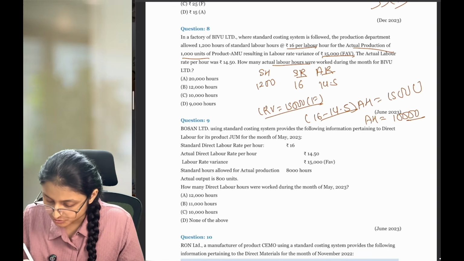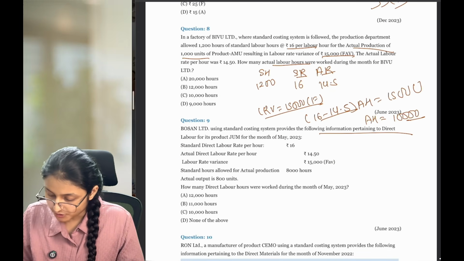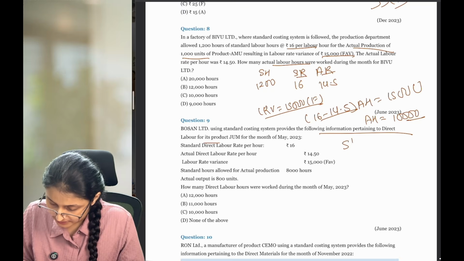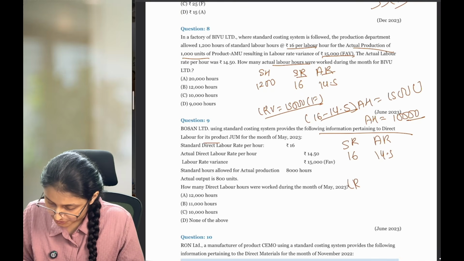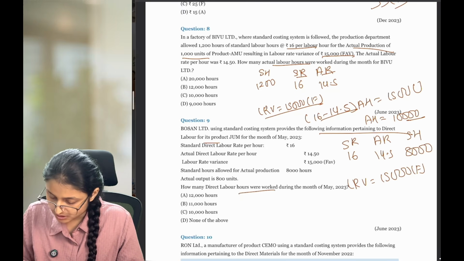Next is Bosan Limited, using a standard costing system, which provides the following information pertaining to direct labor. We have standard rate as 16, actual rate as 14.5, and labor rate variance is given to you as 15,000 favorable, and with that they are also providing us the standard hours of 8,000. You need to calculate actual labor hours worked.